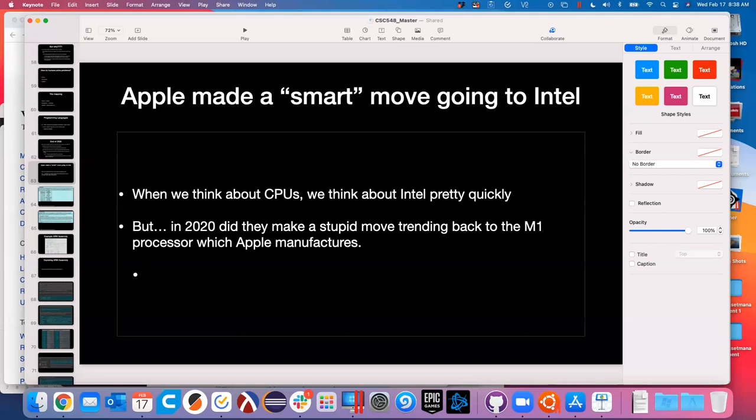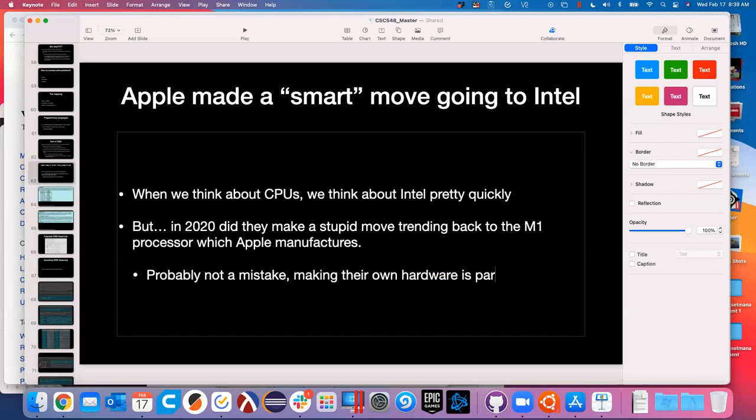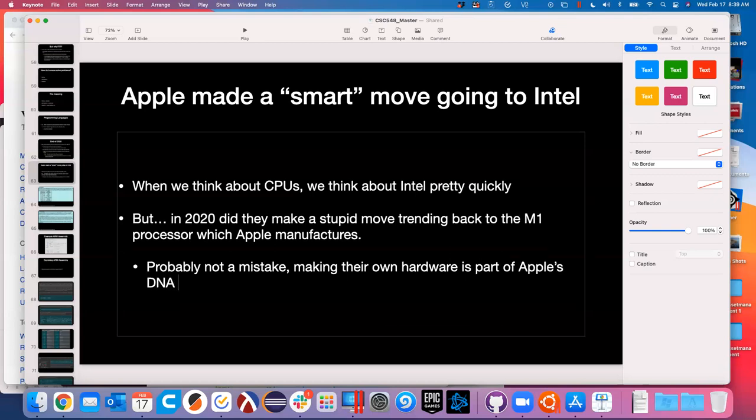But so I'm going to argue that no, they haven't made a mistake, because this is part of Apple's DNA of making their own hardware and their own software, right? On top of that, Apple gives us their opinion of where they think the future is going. So we're going to say probably not a mistake. Making their own hardware is part of Apple's DNA, and this allows them to not rely on another company.